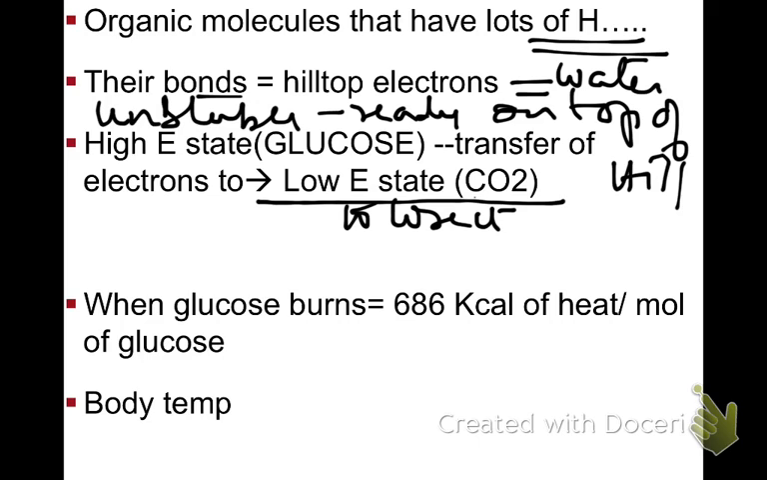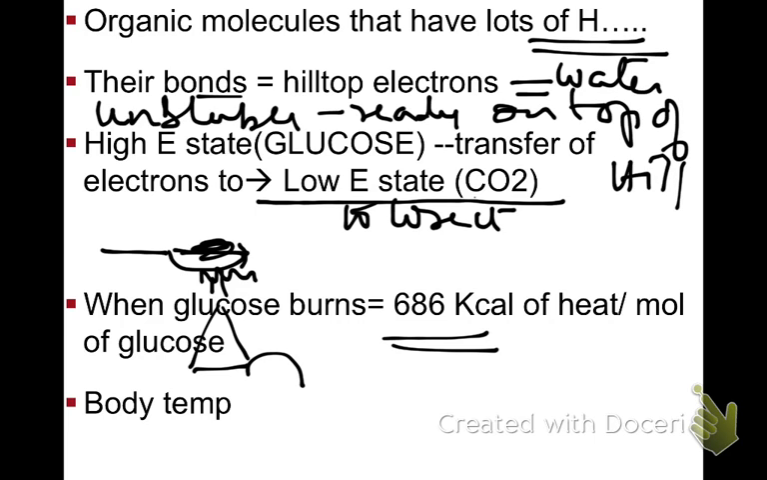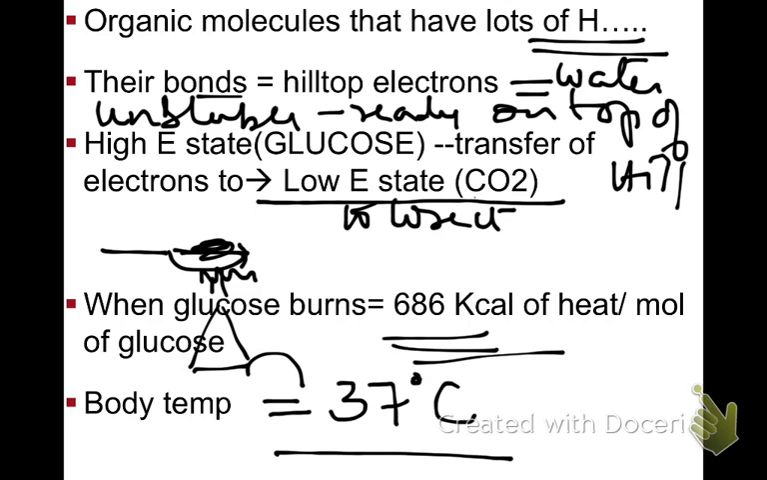But now put it in perspective. When you have a spoonful of glucose, like a gram of glucose, and you burn it, it will release 686 kilocalories of heat per mole of glucose. Now that is way too much heat. Your body temperature is only 37 degrees centigrade. There is no way your body temperature increases to accommodate this kind of heat. You won't be able to keep all your enzymes intact if it burns and heats up in this fashion.